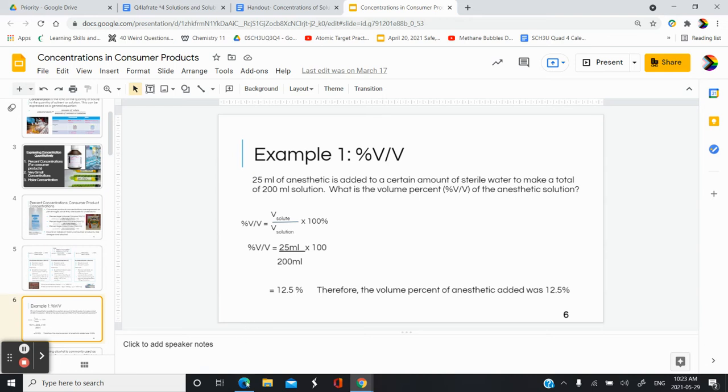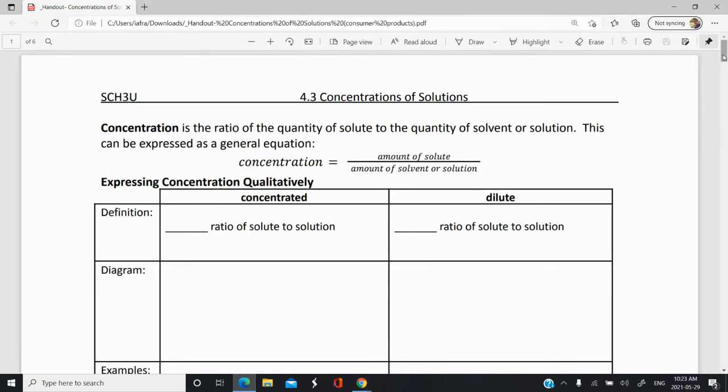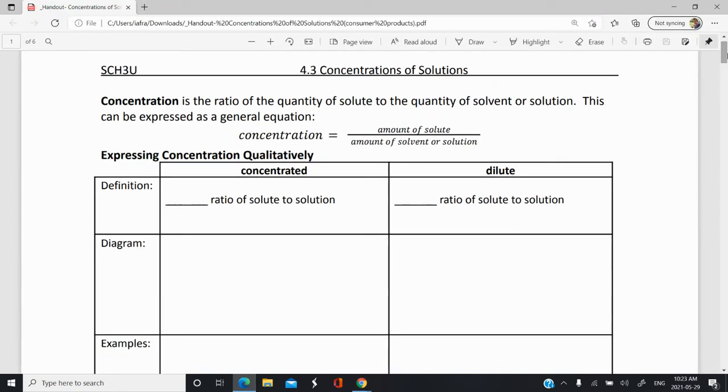Before we finish this video off, let's go ahead and just fill in some blanks to make sure we understand the concepts. As we went through the slide deck, we saw that concentration is your ratio of solute to amount of solvent or solution. Generally, we look at the amount of solution there.